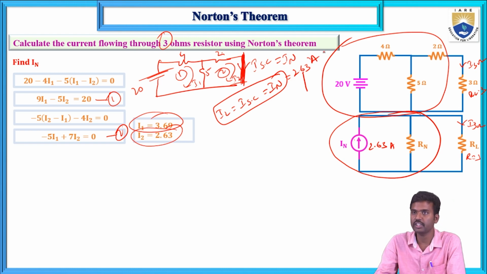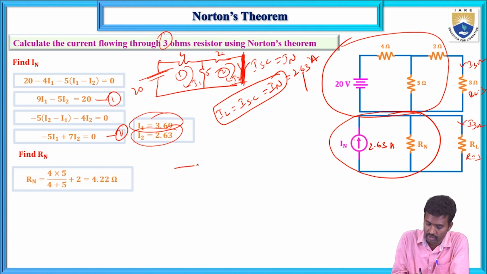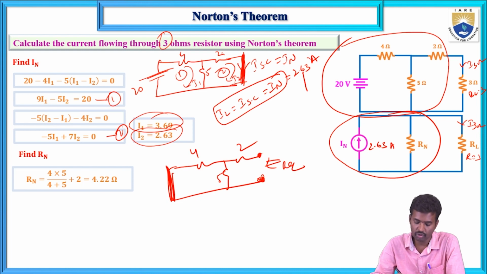Now the RN calculation, the Norton's resistance calculation. Follow the same steps. First, remove the load resistance from the given circuit. Same thing: remove this load resistance, replace the voltage source by a short circuit, and calculate the R equivalent. What are the elements here? 2, 4, 5 and 2. This 3 ohm resistor is removed from the given circuit and this voltage source is replaced by a short circuit. And calculate this R equivalent. This R equivalent is known as the RN.